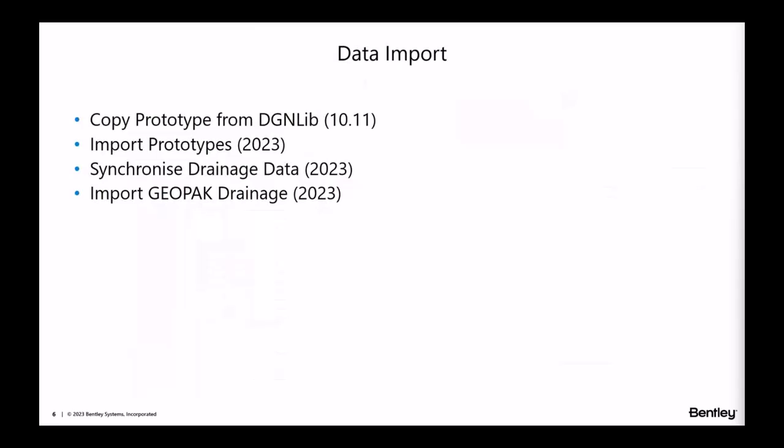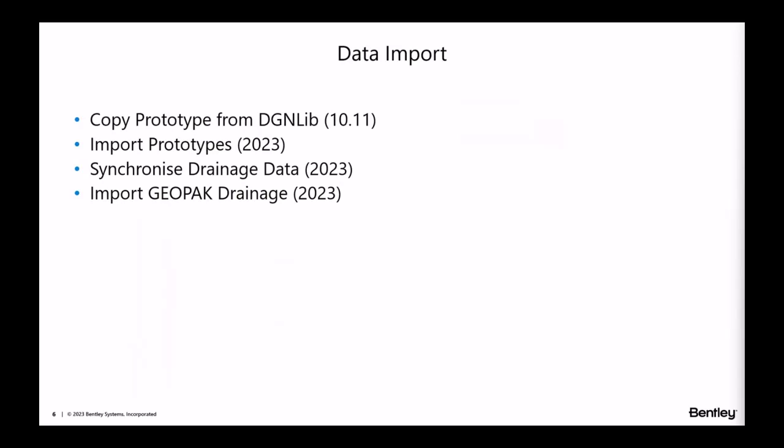Particularly for the 2023 release, we heard that keeping your working files, your design files, in sync as DGNLibs are being developed is an issue for you. So we've added 2 new tools to help with this. You can now import prototypes from DGNs or DGNLibs. So you can update a working file from the DGNLib, or if you've created a testing kind of prototype in a working file, you can add it to the DGNLib.